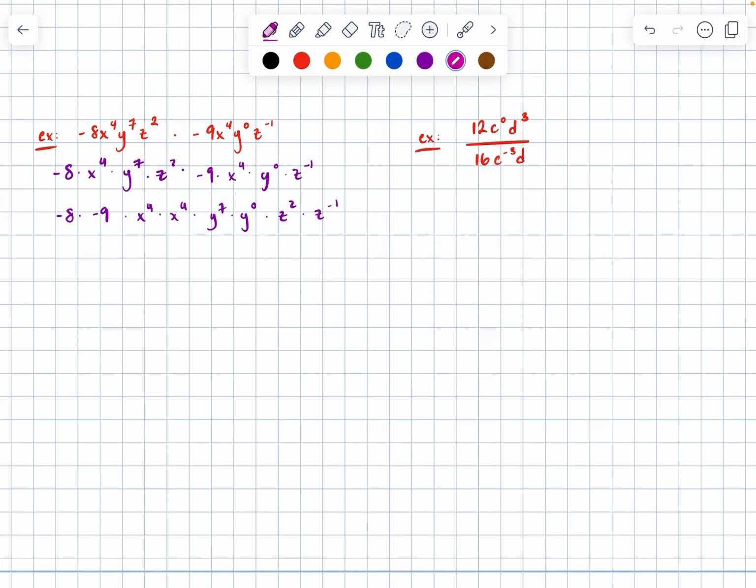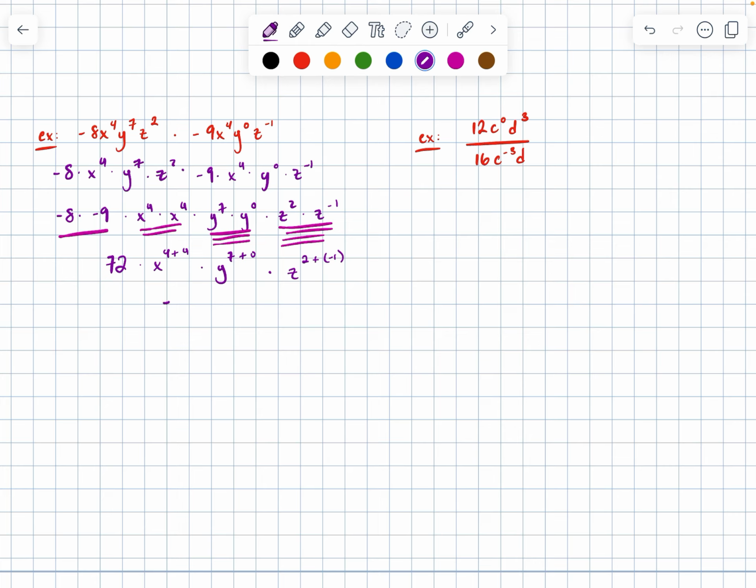From here, 8 times negative 9 gives me 72. I have x to the 4th times x to the 4th. Here I'm going to add my exponents. When I have two things with the same base that are multiplying, their exponents add. Same thing with the y. So I have y to the power of 7 plus 0. And then for my z's, last but not least, I've got z to the power of 2 plus negative 1.